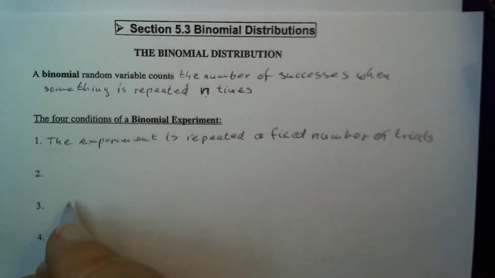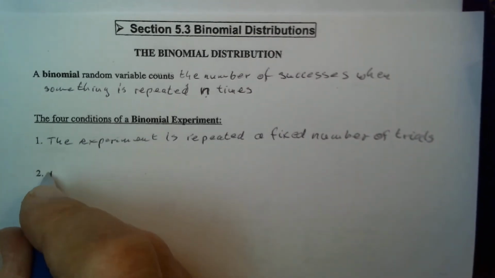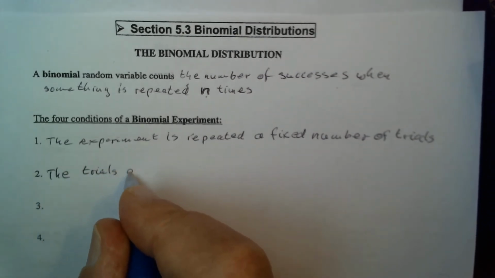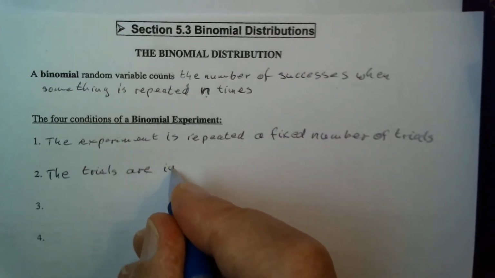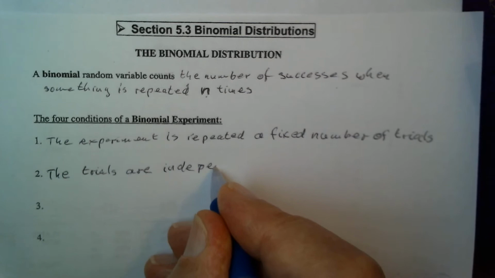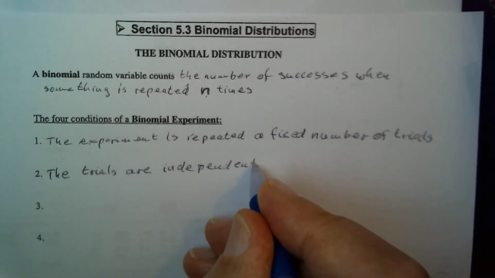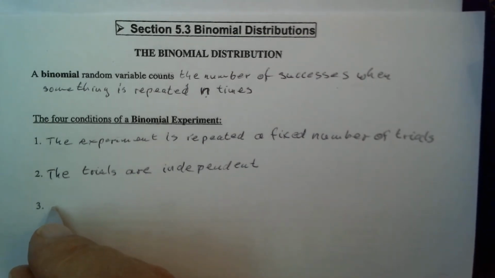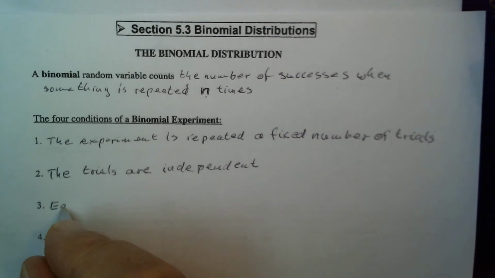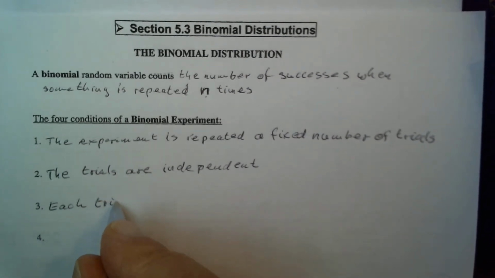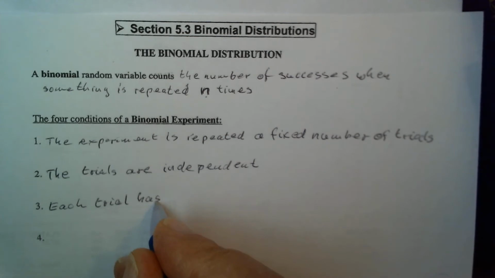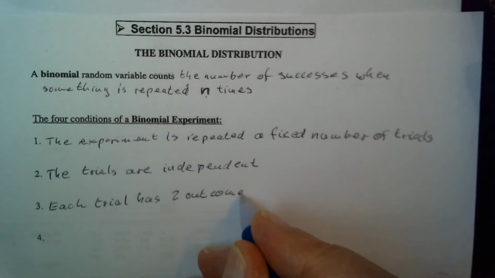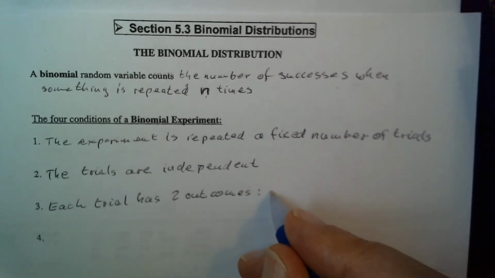The second condition is the trials are independent. And the third is each trial has two outcomes: success or failure.